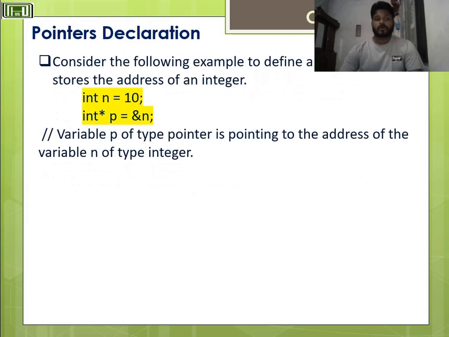So we are going to the declaration part of pointer. Consider the following example to define a pointer which stores the address of an integer. Here we have the pointer declaration: int n = 10; int *p = &n. So the variable p of type pointer is pointing to the address of variable n of type integer.